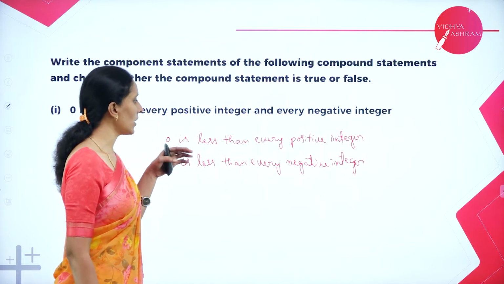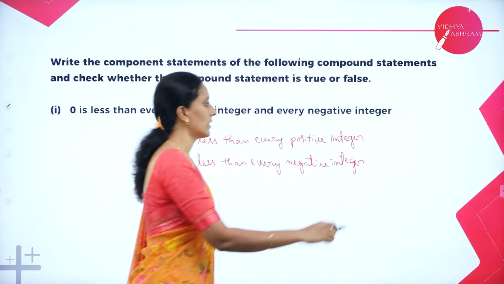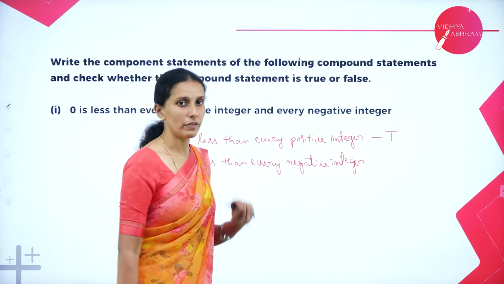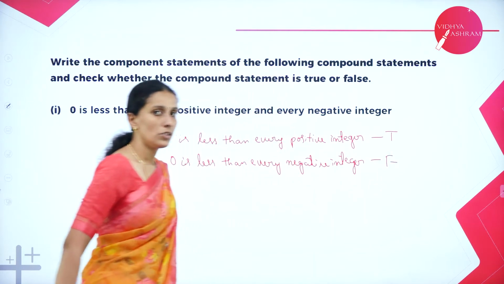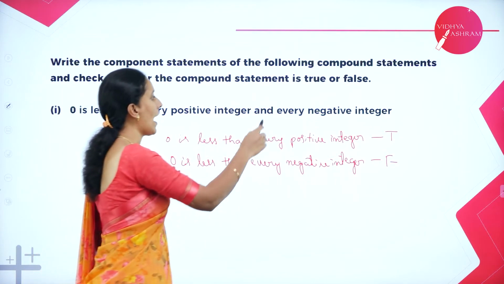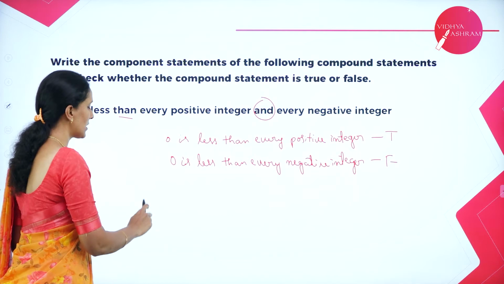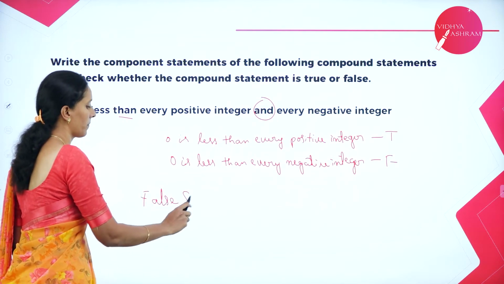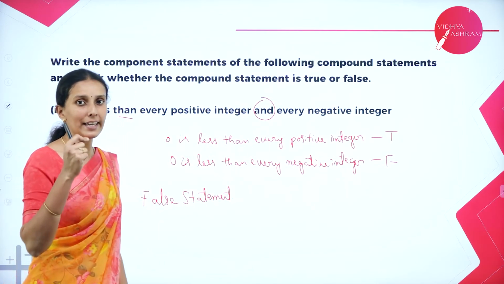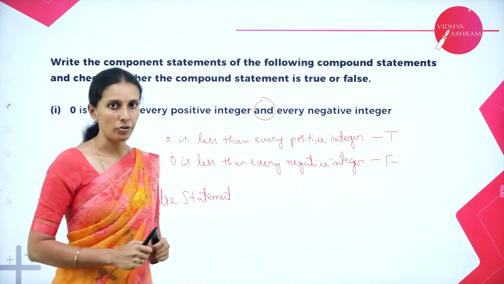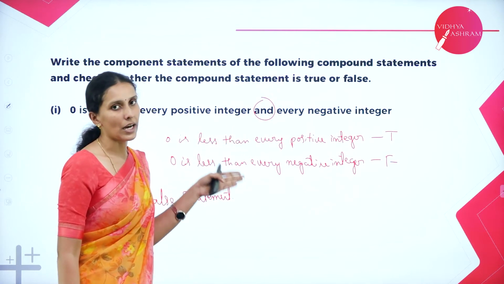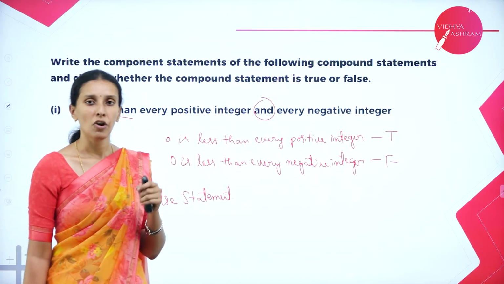Look at the first statement, 0 is less than every positive integer. Yes, the given statement is true. The second statement, 0 is less than every negative integer, is false. So the first statement is true, the second statement is false. When you have the word and, we take the compound statement as a false statement. A compound statement containing and is true if both the statements are true. In all the other cases, it is considered false. So here one is true, the other is false. Therefore, the given statement is false.